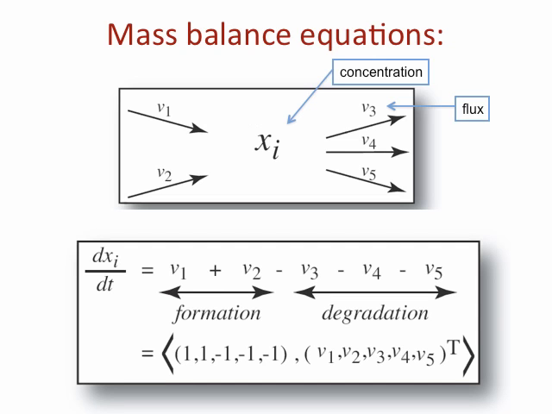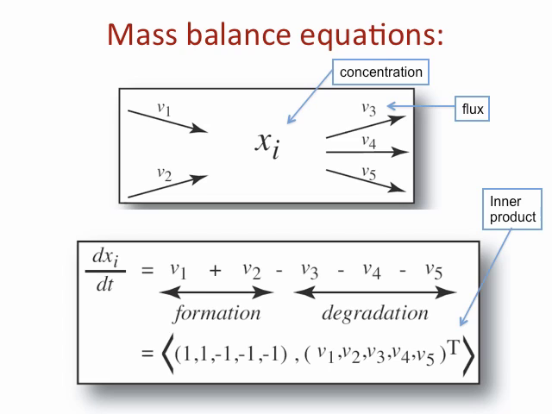The dynamic mass balance that is formed for this compound is shown at the bottom of the slide. So the time derivative of X sub I, so this will be the time change of the concentration of X sub I, is equal to the flow into this node, or the reactions of formation, minus the flows out of the node, which are the reactions degrading X sub I. In a steady state, the inflows and the outflows balance perfectly, and the time derivative is zero.